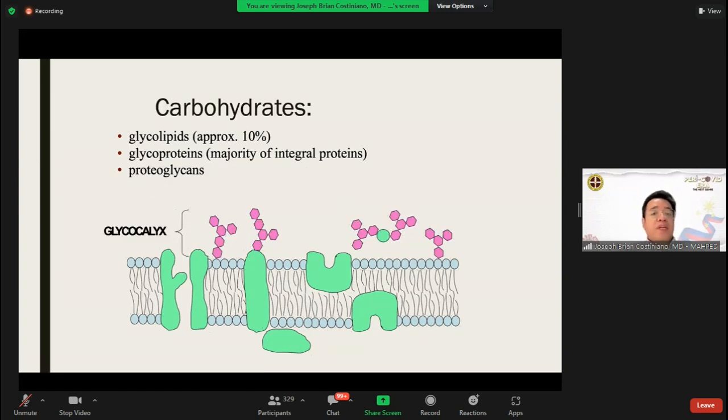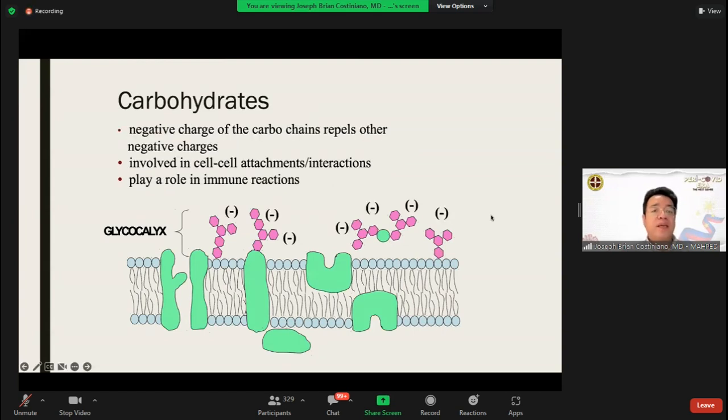Now, your glycocalyx is composed of glycolipids, approximately 10%, your glycoproteins, which are majority of your integral proteins, and your proteoglycans, okay? Proteoglycans. So the negative charge of your carbohydrate chain repels other negative charges, so therefore, they are also involved in cell-to-cell attachments or interactions. Now, very important, the carbohydrates found in your glycocalyx play a role in immune reaction. Okay? In immune reaction.